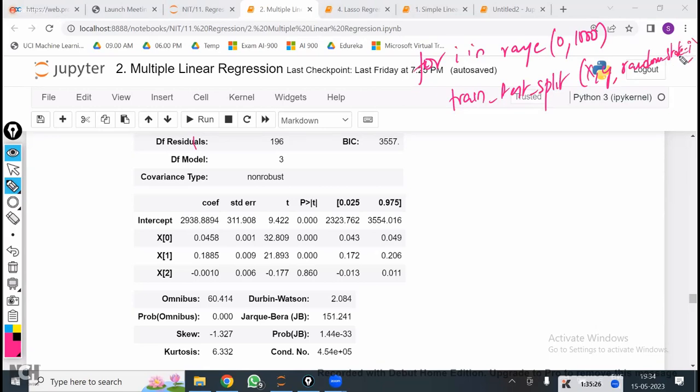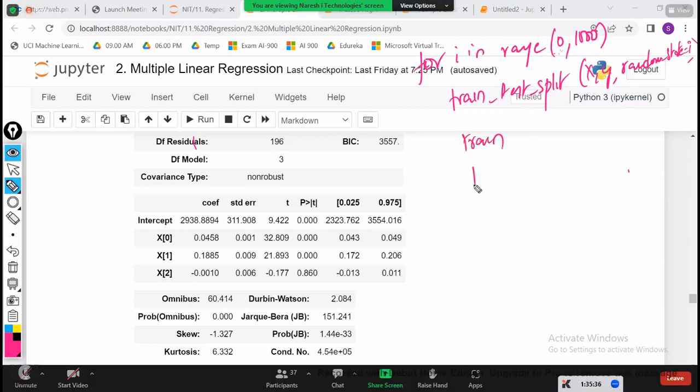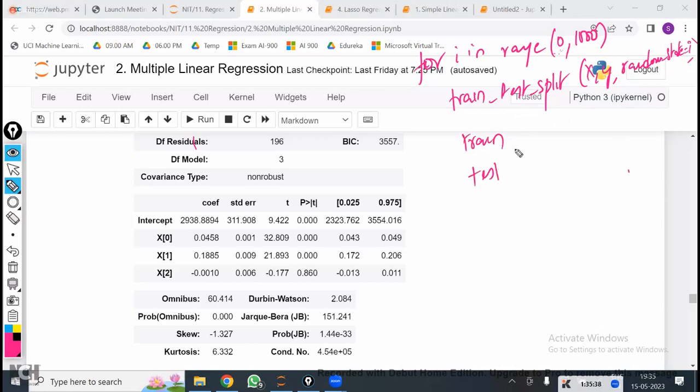For each value in the range, first it will try with 0. It is going to split with random state 0, and identify the train R square and test R square separately. After that i is equal to 1, calculate the train and test. After that i is equal to 2, calculate the train and test. After that i is equal to 3, train and test. After identifying for everything, identify which is having the maximum. That random state you lock.